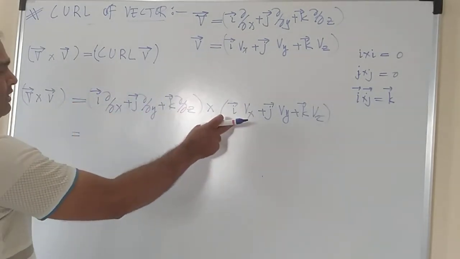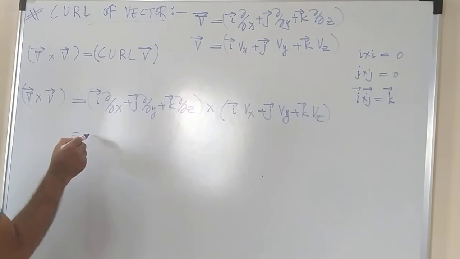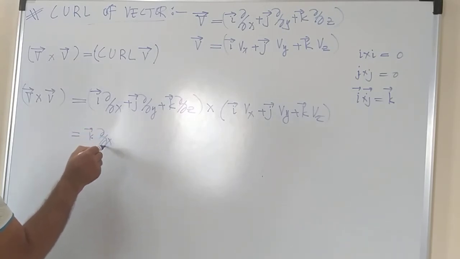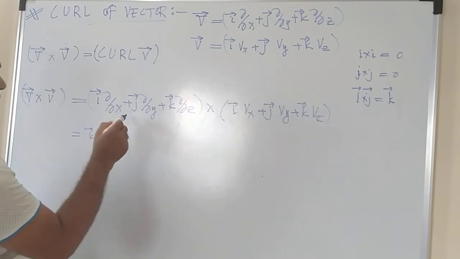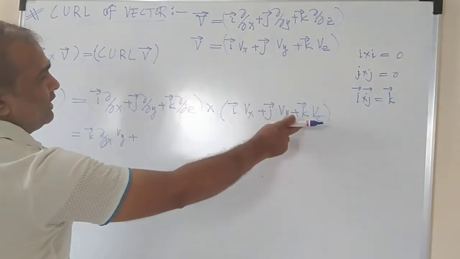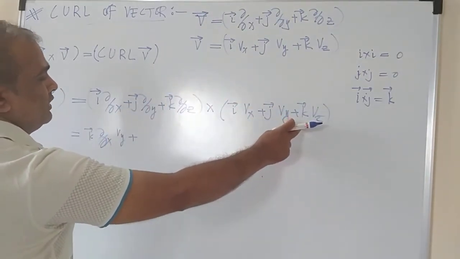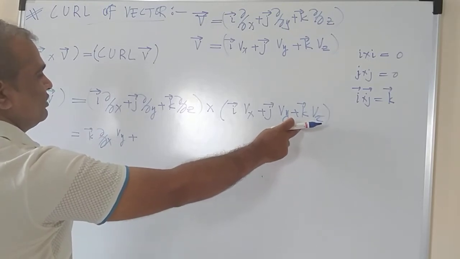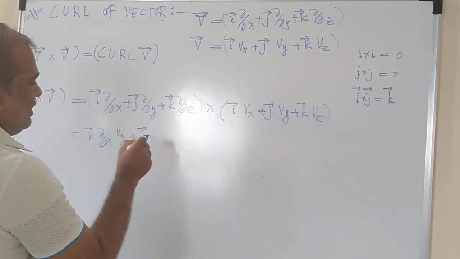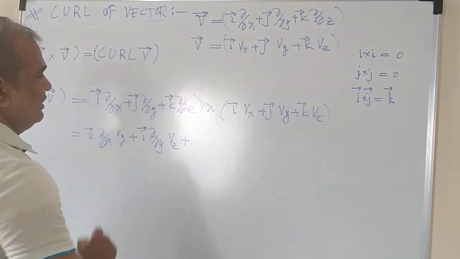So i cross i is 0, i cross j is k bar. So I can say k bar into dou by dou x of Vy. Similarly, you can work out the next one, plus j cross k. Now it is a reverse order, right? No, sorry, it is in a clockwise direction. j cross k is i bar. So this is i bar into dou by dou y of Vz plus.